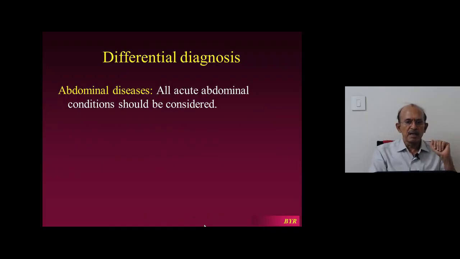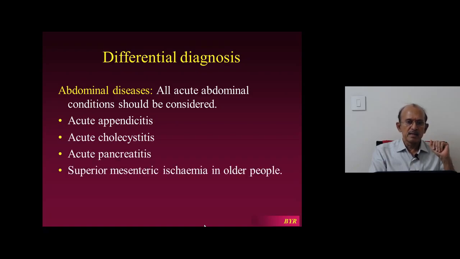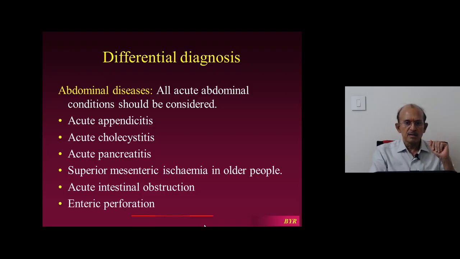Differential diagnosis of perforated peptic ulcer. All acute abdominal conditions should be considered. The common acute abdominal conditions being acute appendicitis, acute cholecystitis, acute pancreatitis, superior mesenteric ischemia in older people producing midgut gangrene, acute intestinal obstruction, and enteric perforation.